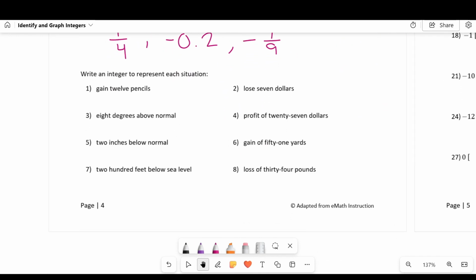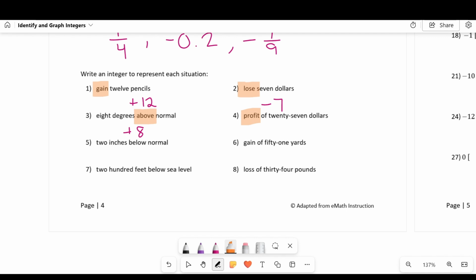Now let's write integers to represent each situation. Gain 12 pounds. Gain, that means positive. Or I'm sorry, this says pencils. Gain 12 pencils. So that's a positive 12. Number 2, lose $7. I'm losing money, therefore it's -7. 8 degrees above normal. Above has a positive connotation, so this would be a positive 8.